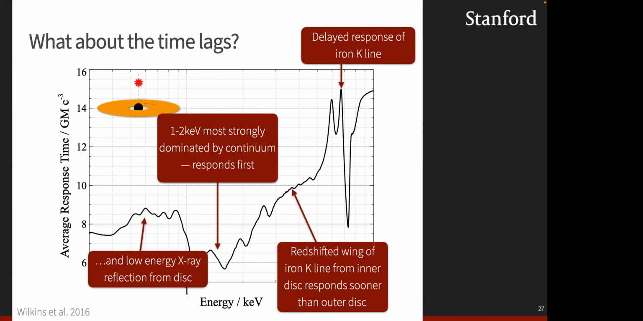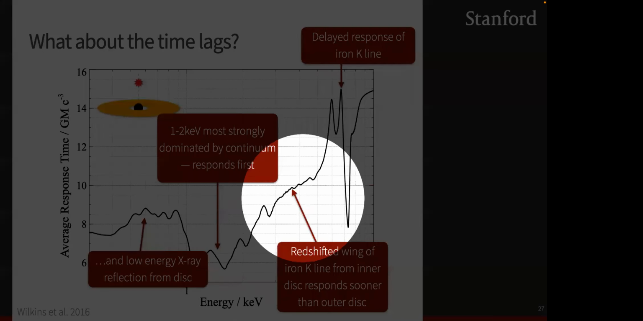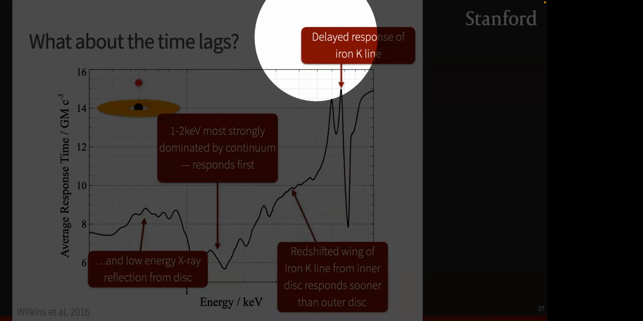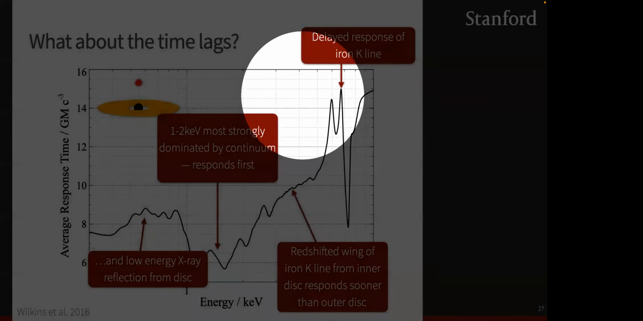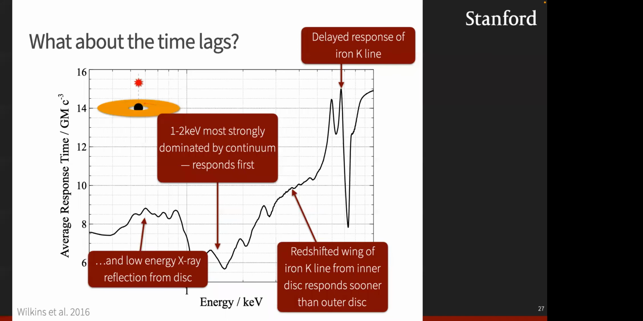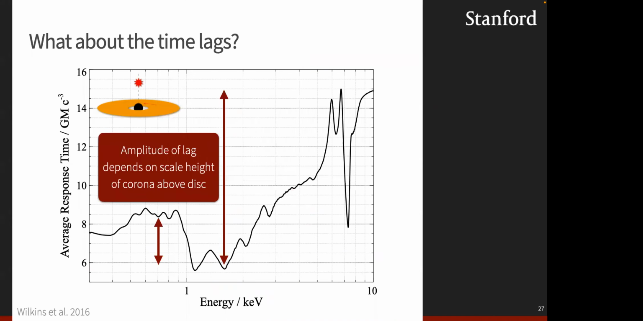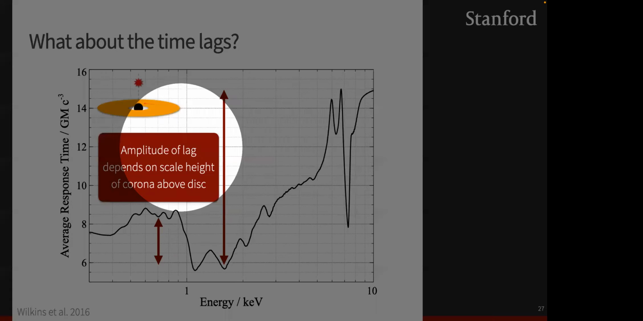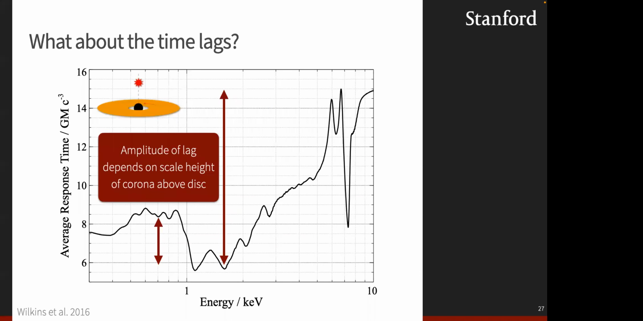We can see in this theoretical model as well how the redshifted line from the inner part of the disk, because it's closer to the corona, has a shorter response time than the iron K line from the outer disk. And the simplest interpretation here is the height of the iron line lag and the soft X-ray lag just tells us the scale height of the corona above the disk.